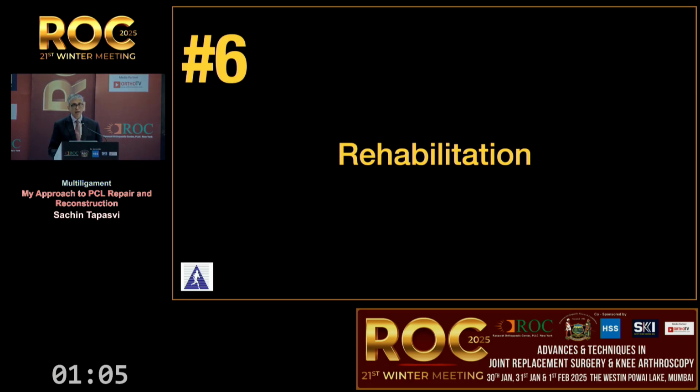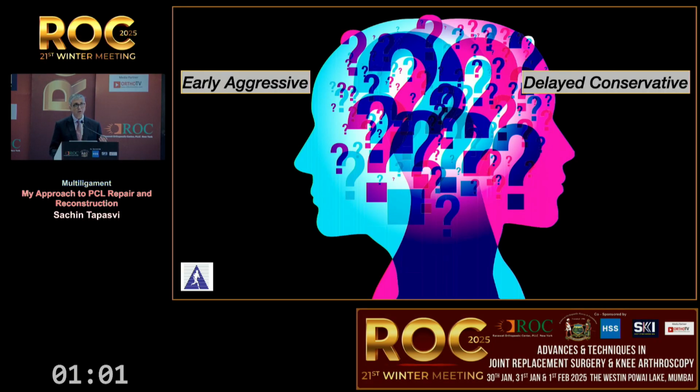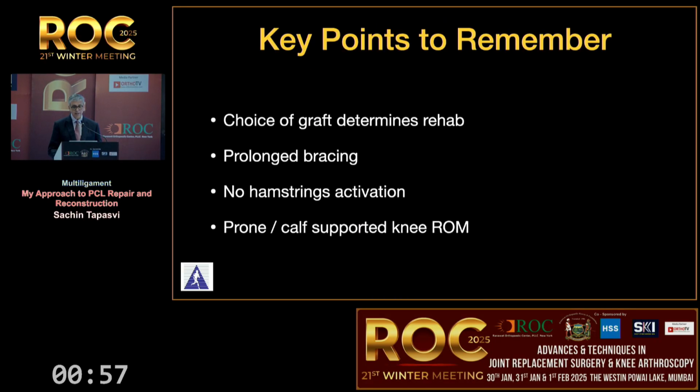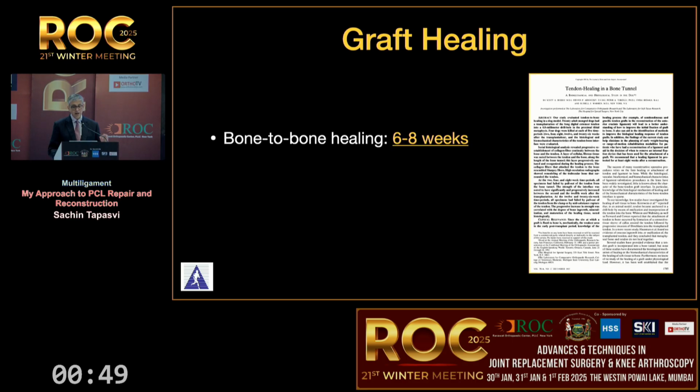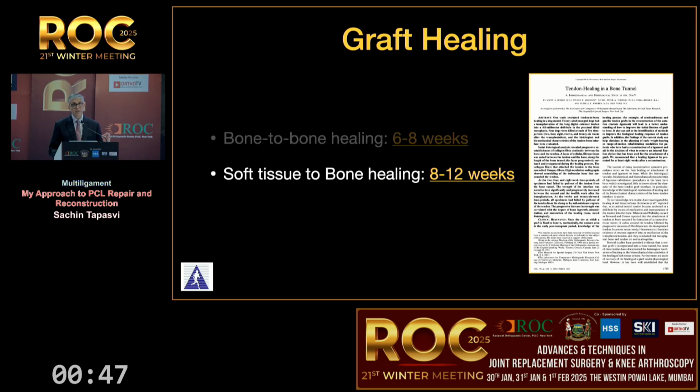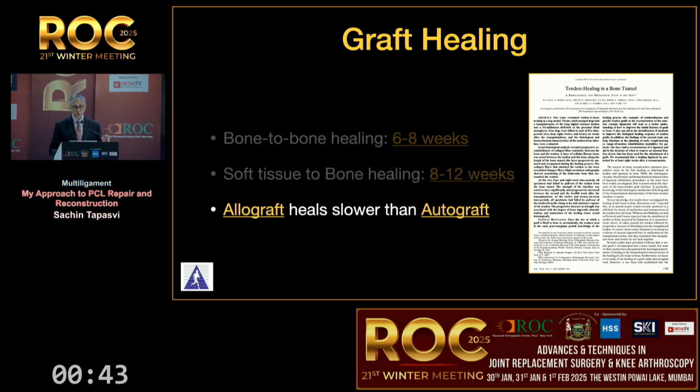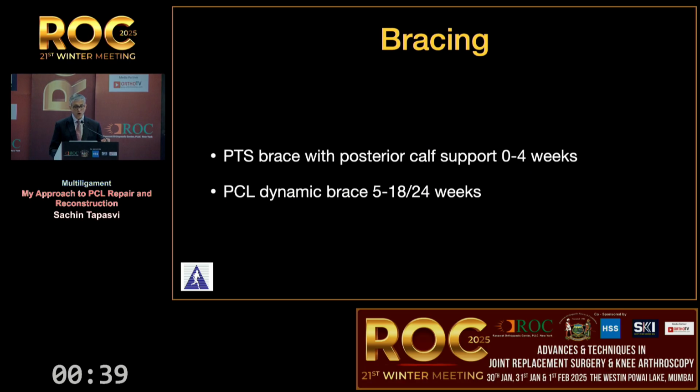Last few slides on rehab. Rehab is absolutely critical because we don't know exactly how we should go with rehab. Should we be early and aggressive or delayed and conservative? What's important to understand is that you need to consider the associated injury as well as the graft choice. If you're using a bone-to-bone graft, it's going to heal in 8 weeks. If you're using a soft tissue graft, it's going to take longer, and an allograft is going to take even longer.